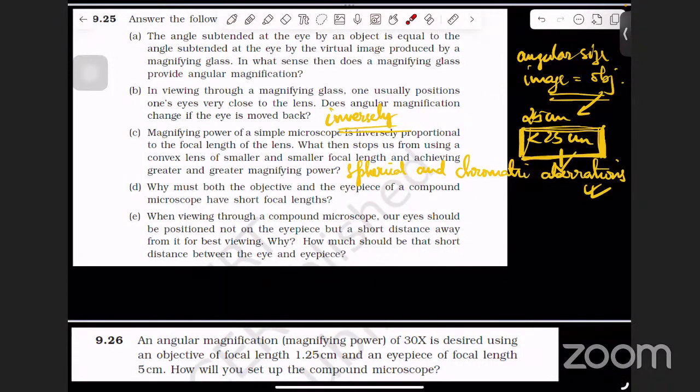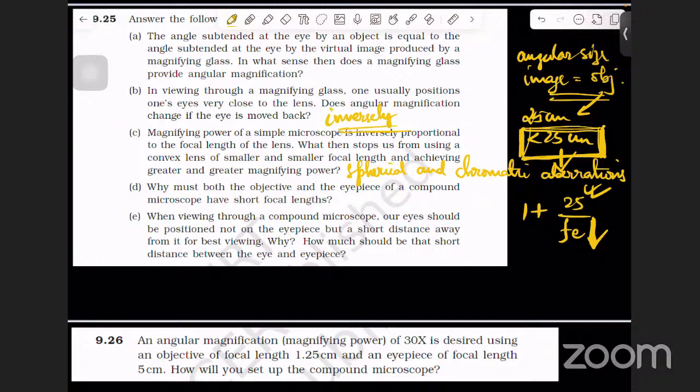Okay, why must both the objective and the eyepiece of a compound microscope have short focal lengths? If you see for the compound microscope, the angular magnification formula is 1 plus d upon fe, right? And d is 25, so 25 upon fe. And it can be inferred that if this fe is small, it will form a higher angular magnification of the eyepiece.